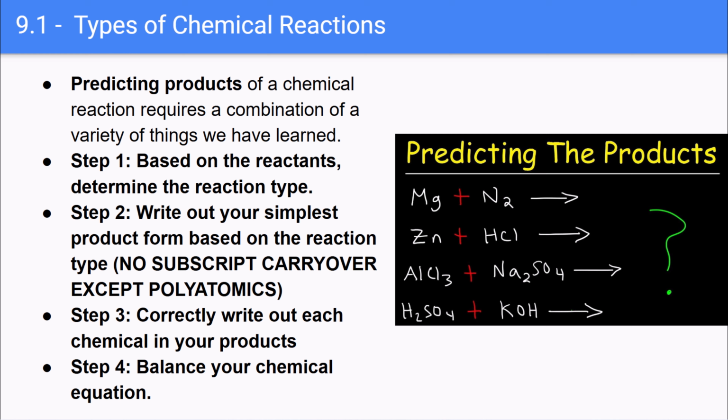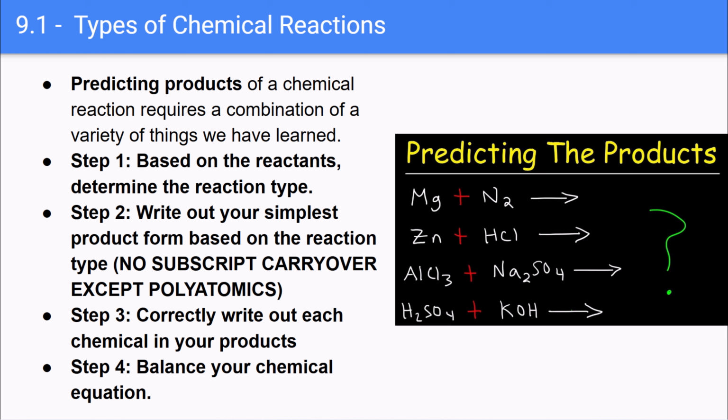Secondly, we want to be able to write out our simplest product form based on the reaction type. So if you remember, there were quite a variety of little miniature equations at the very beginning of each of the slides that showed the different types of reactions, like A plus B yields AB, or XY breaks apart into X plus Y. It's very, very important that you follow those steps and break them apart accordingly, but also we do not carry over subscripts unless we have polyatomic ions. Remember that subscripts are determined by whether something's a diatom or not, or by what other chemicals it's bonded to.